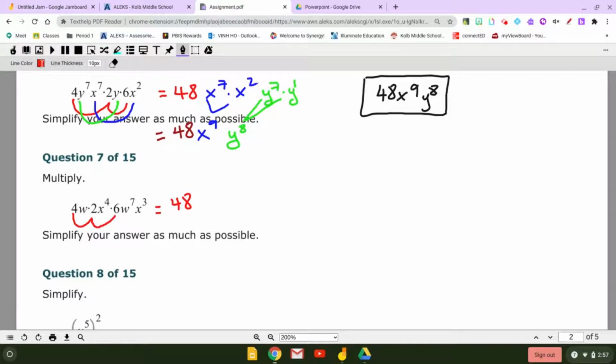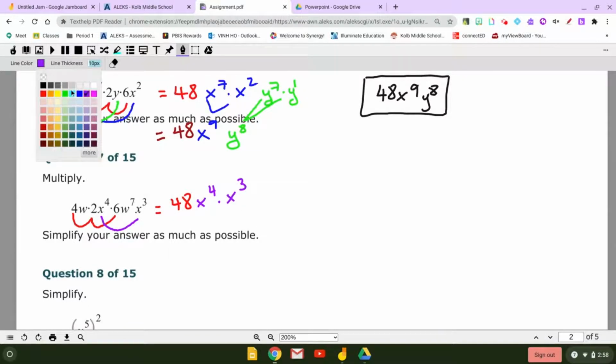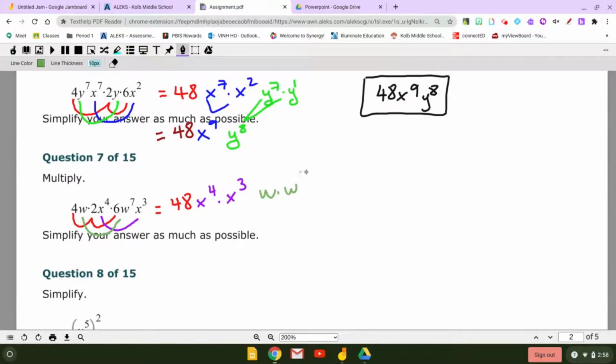Okay, now we look at the variables. For me, I slow down one step when I work with the variables. I will deal with x first. So x to the 4th power times x to the 3rd power. Right, and then I'm going to work with that in a second. w times w to the 7.